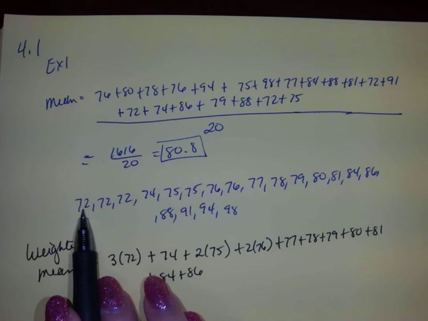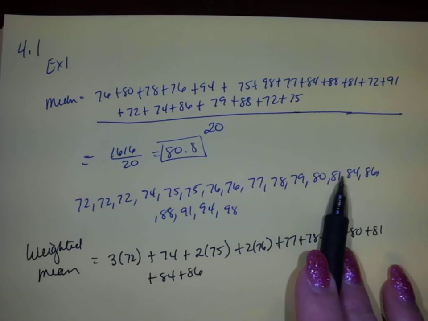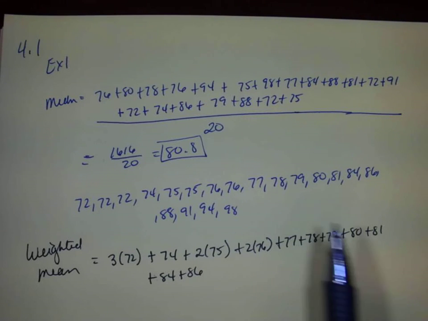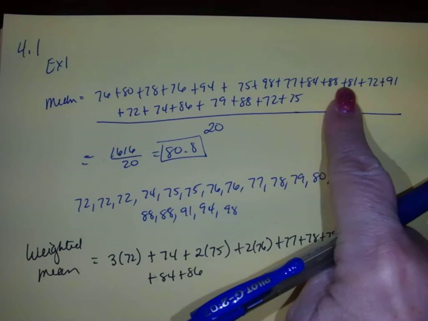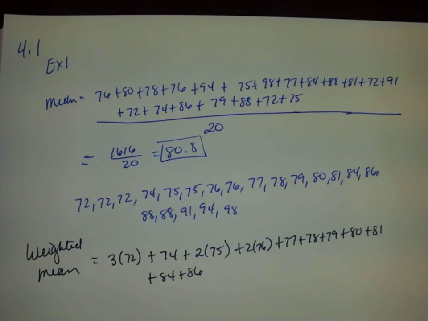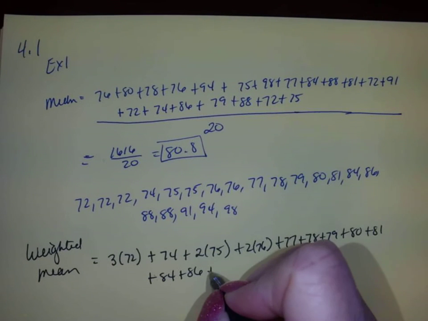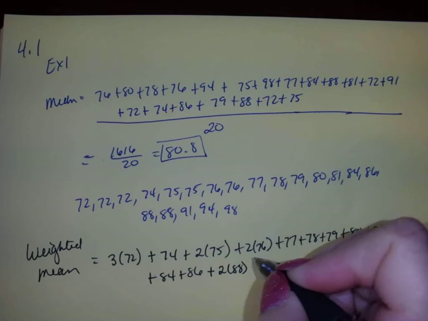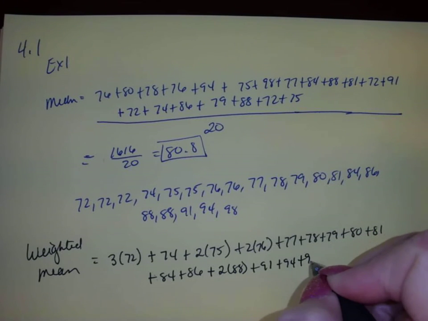Let's make sure we have them all. 1, 2, 3, 4, 5, 6, 7, 8, 9, 10, 11, 12, 13, 14, 15, 16, 17, 18, 19. I'm like, wait a minute. I remember from up here there were 2 78s. Always make sure you don't leave a data point out. Plus 2 times 88 plus 91 plus 94 plus 98.